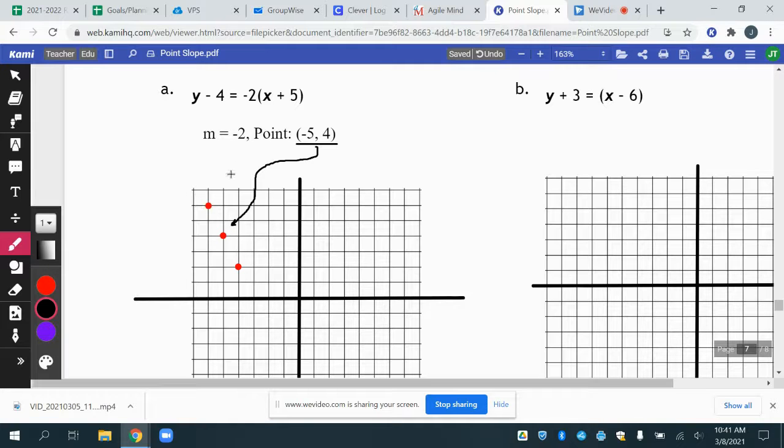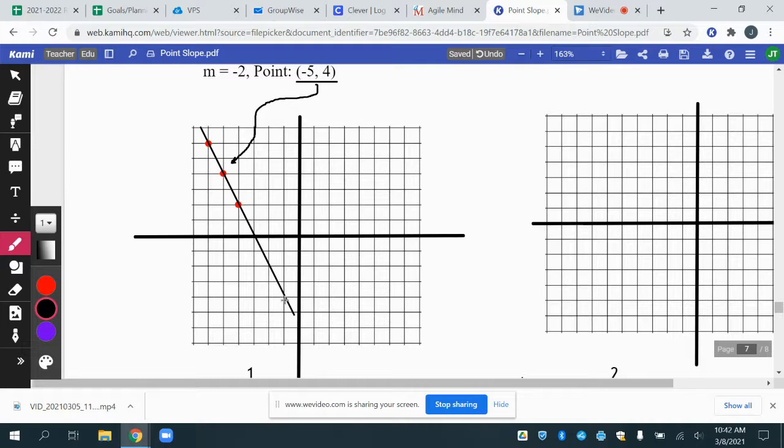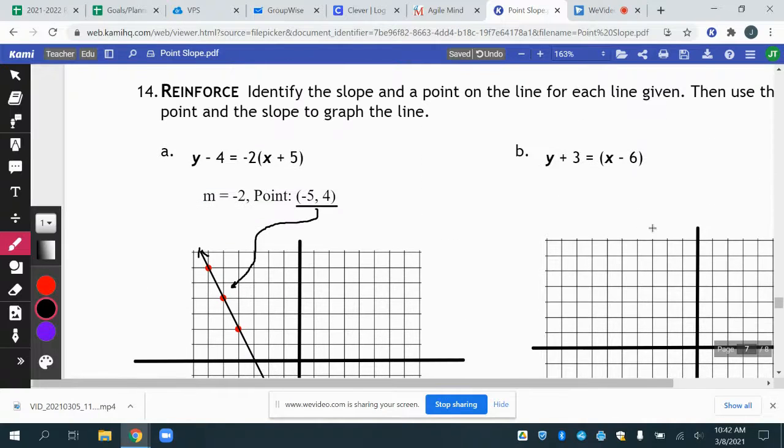And it has this steepness. So I end up with a line that looks like there. Looks like that. Okay, next one.